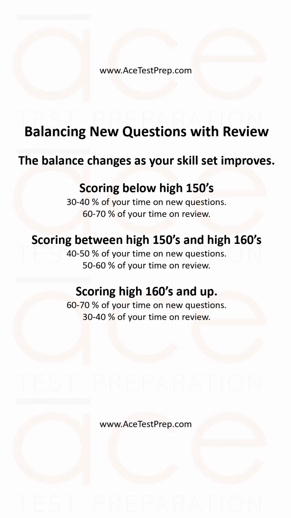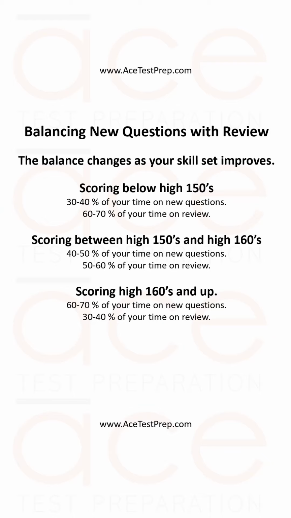For the most part, once people get into the high 160s, now you're really going to be spending the bulk of your time on new questions. So 60 to 70% of your time on new questions, 30 to 40% on review. And that's because once you get into that range, you're not missing very many questions. On the classic scoring scale, that's out of 100, you're usually looking at about a 90-ish% around that 170 mark.